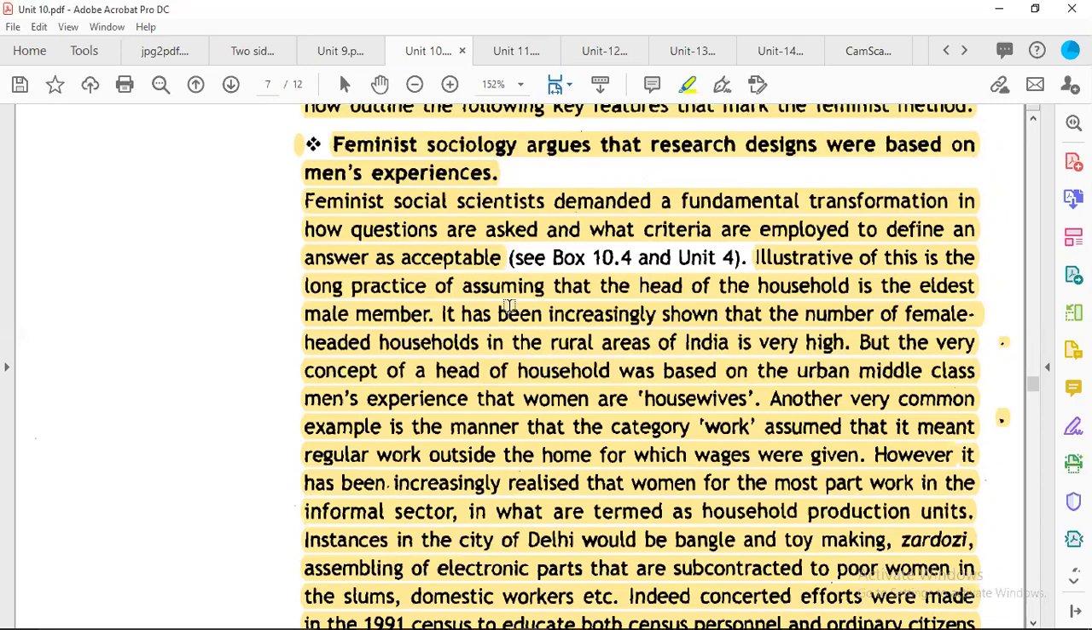Now the female is always recognized as a housewife. That means a housewife is someone who doesn't work. The housewife concept has changed a little because of the feminists. So rather than housewife, they use the term housemaker, to identify that they are not idle and to break the myth that they are not working. That's why they use the term housemaker.